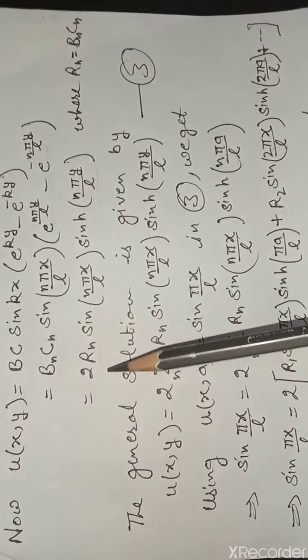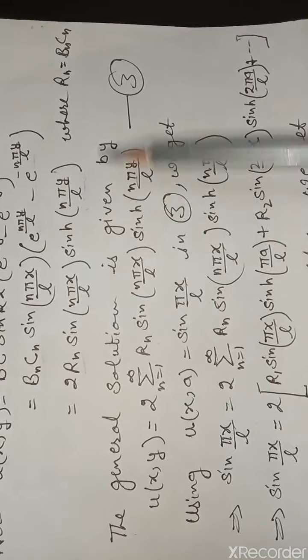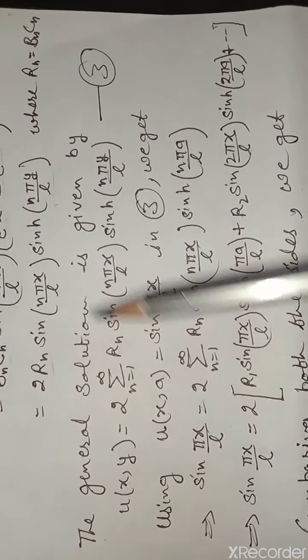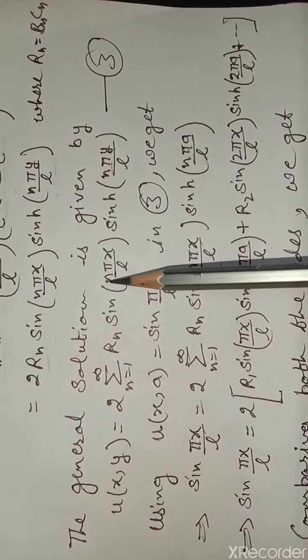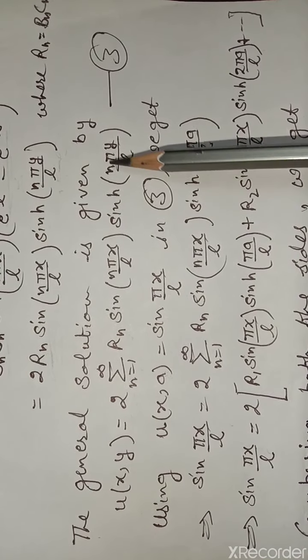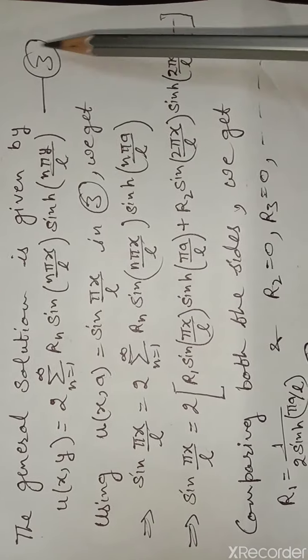So it means for every value of n we have a solution. So the general solution is given by the summation of all these solutions. That means twice of summation n from 1 to infinity Rn sin(n pi x by l) sinh(n pi y by l), and we call it equation number 3.